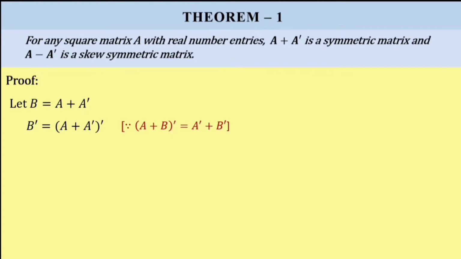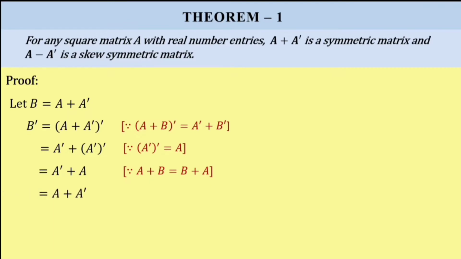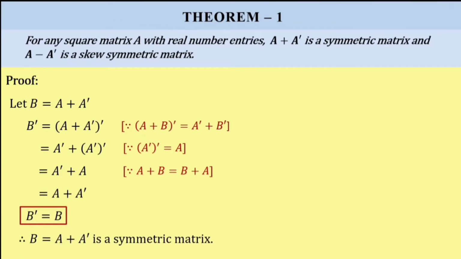Using the result of transpose of matrices, we can split the terms and write it as A dash plus A dash the whole dash. Also recall another result, that is A dash whole dash will be equal to A. Rewriting that, we get A dash plus A. Also remember, when we were doing the operations of matrices, the addition of matrices is always commutative, and hence you can exchange the elements and write it as A plus A dash. Hence we have proved that B dash is equal to B, and conclude B, which is equal to A plus A dash, is a symmetric matrix.